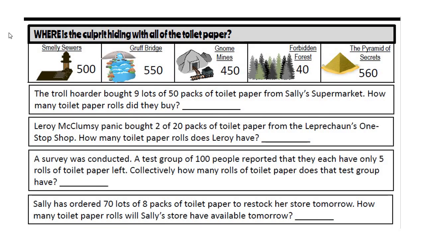And the second section is where we're going to figure out where the culprit is hiding the toilet paper. So solve these 4 word problems, and the one that's left is where you can find the treasure of missing toilet paper. Good luck.